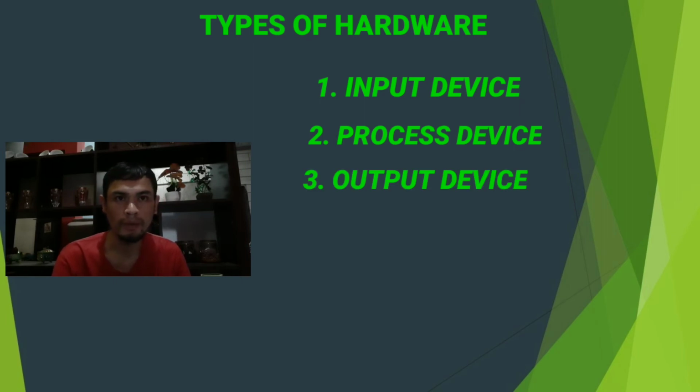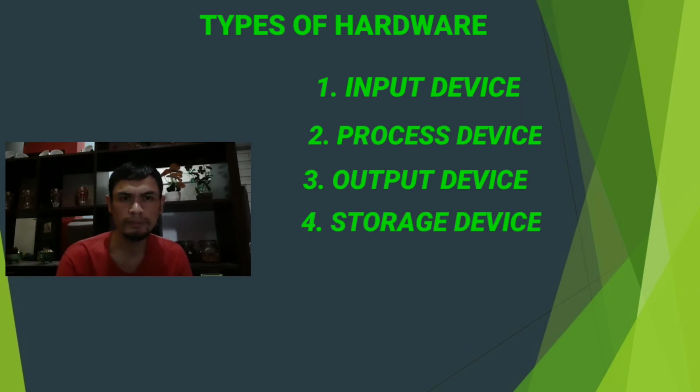Number 3. Output device. This type of hardware is useful in displaying information and printing the result of user input data. The data or information comes from the input hardware that has passed the hardware process. For example, such as monitors, projectors, to printers.